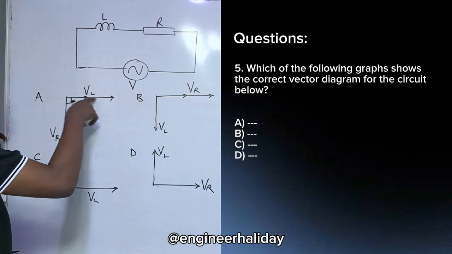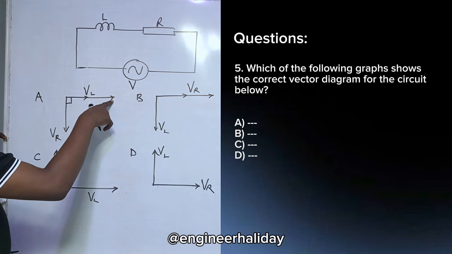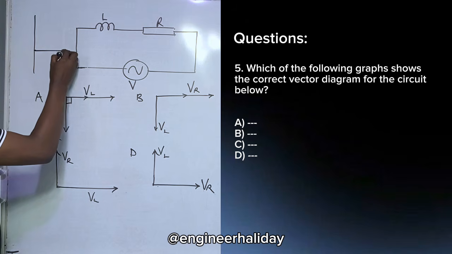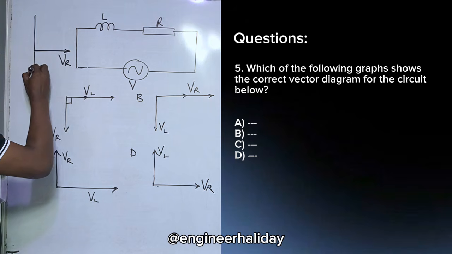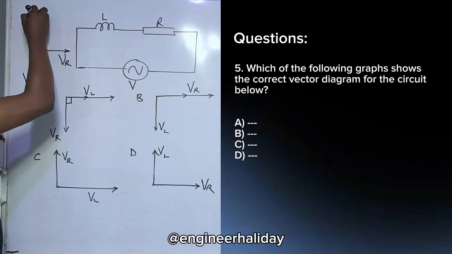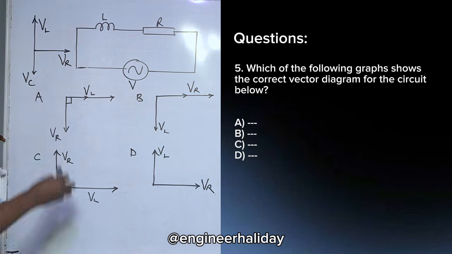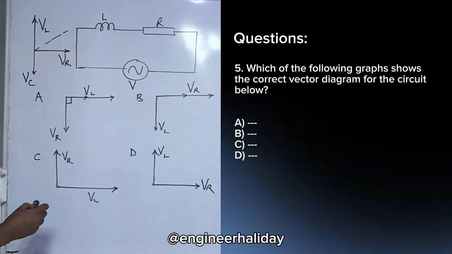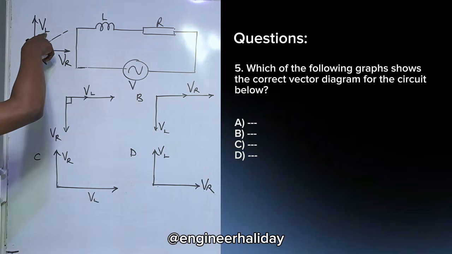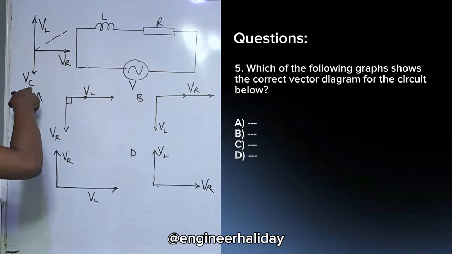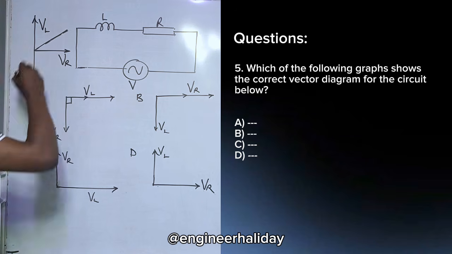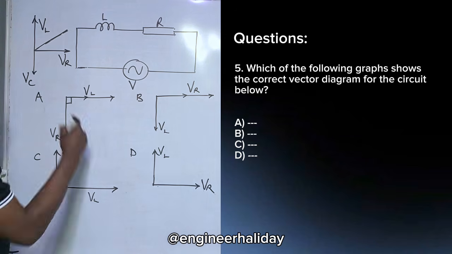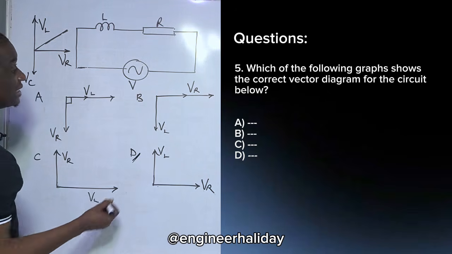These are the options. This one is going towards the positive X axis. Now, the normal vector diagram: look at it. This is VR. This is VL. This is the vector diagram. Then it depends: if VL is greater than VC, it will fall here. That means you consider that one. That is the case of this one, so option D is the answer.